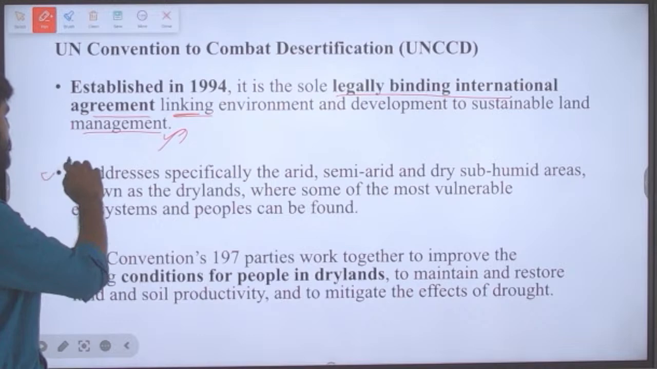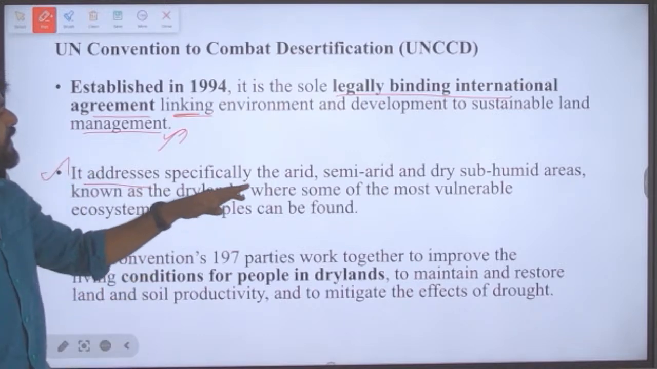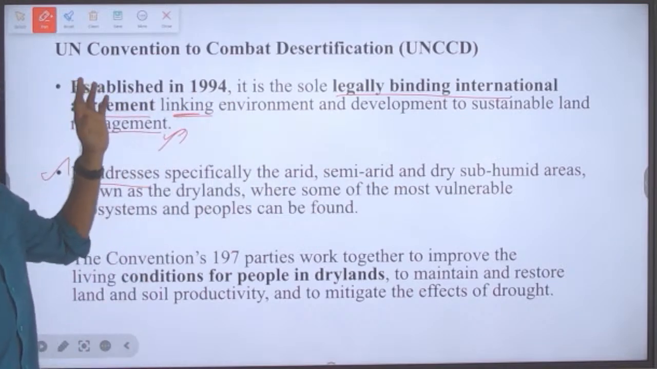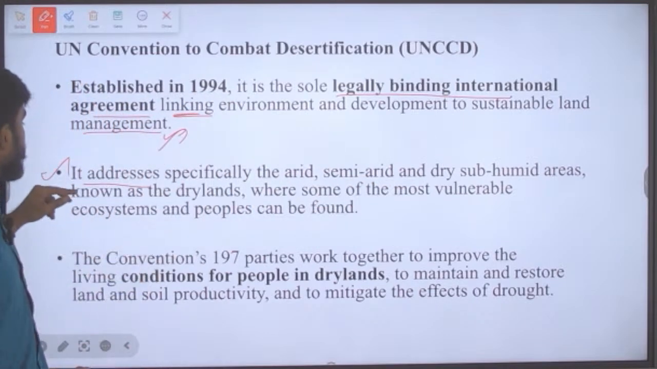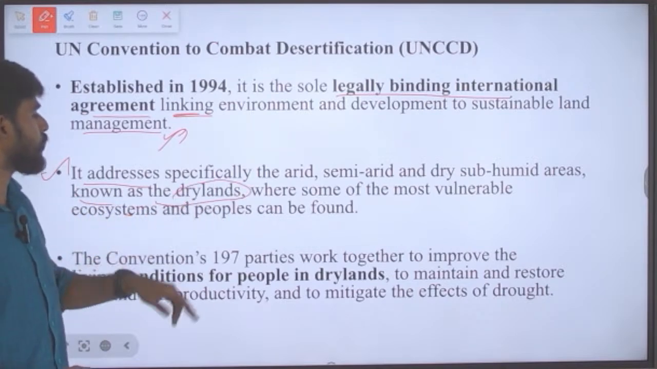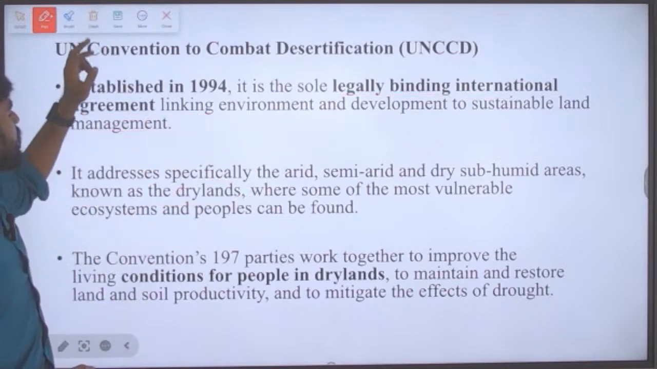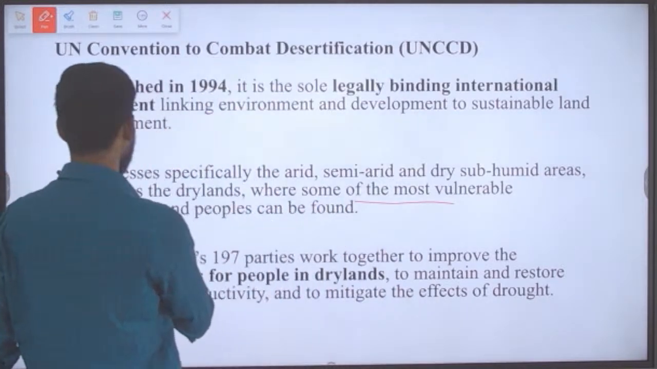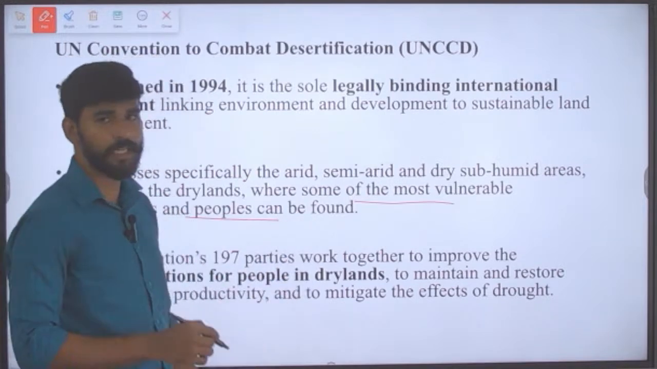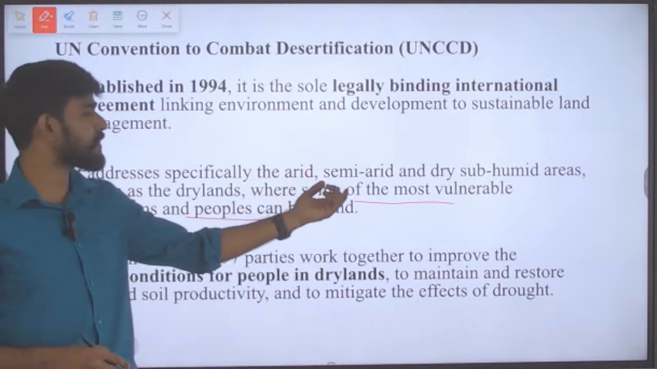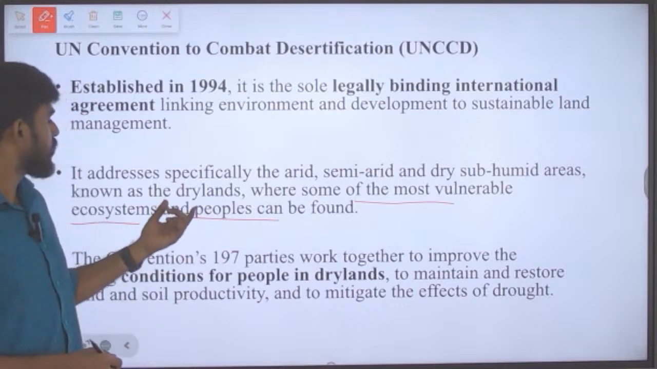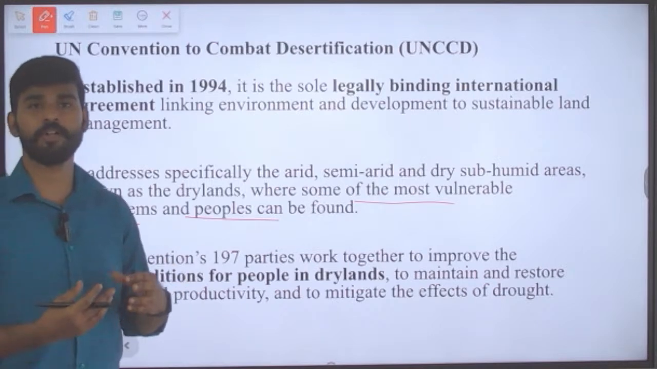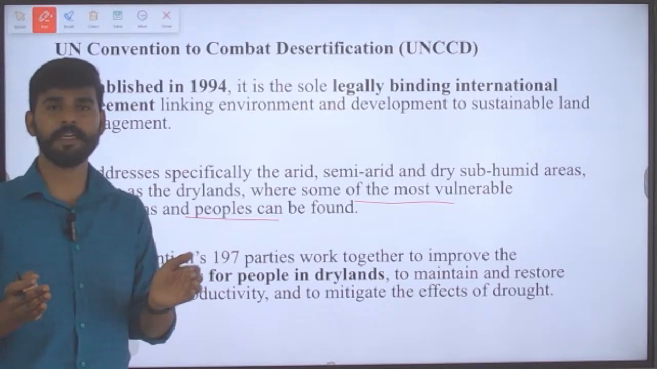land management. It addresses specifically arid, semi-arid and dry subhumid areas, like we saw in the definition of what desertification is, which are known as drylands in general. Generally all these areas are called drylands, where some of the most vulnerable ecosystems and people can be found. So in these drylands, I mean arid, semi-arid and subhumid areas, there are vulnerable people living and vulnerable ecosystems thriving. So we have to protect and conserve them.